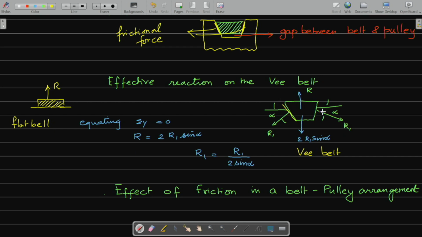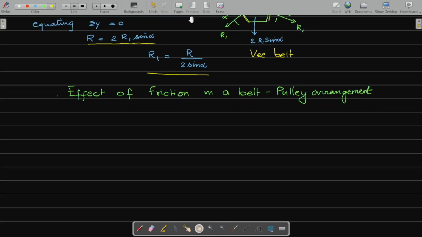Here you will have the normal reactions R1 and R2. Resolving the forces, the normal reaction to the surface R is going to be equal to 2 R1 sin alpha, that is, R1 is R by 2 sin alpha. Now, having seen this, we will talk about how friction plays in a belt pulley arrangement. This part of the derivation is for both a flat or a V belt.